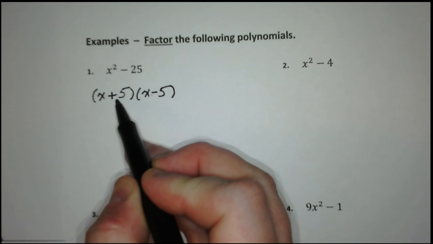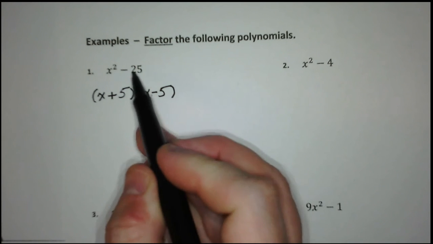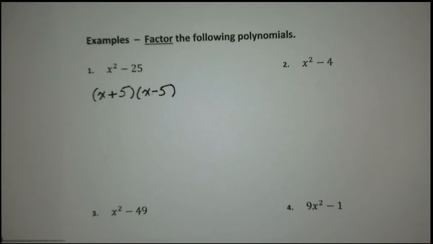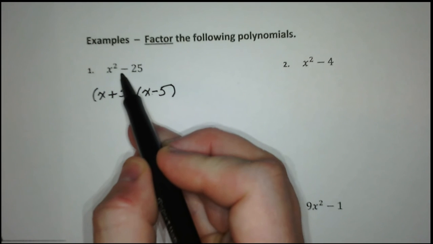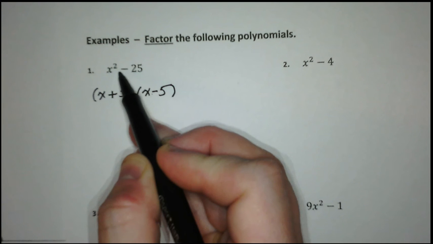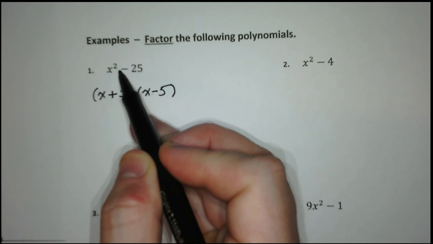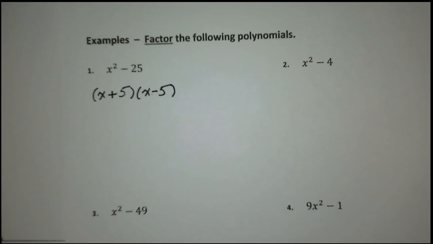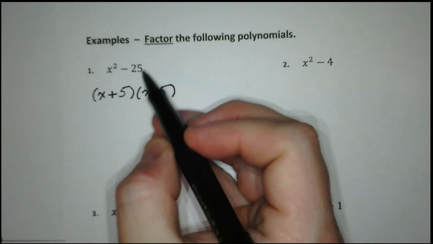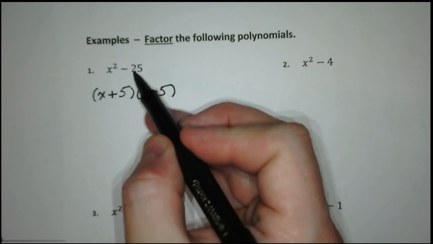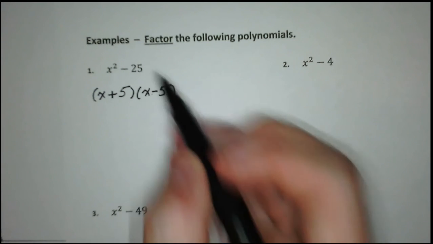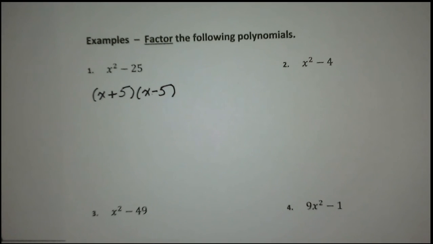Because overall, positive 5 times negative 5 is negative 25. Some people may choose to think of it as, well, there's technically a 0x in the middle. You can't see it, but there's a 0x. So if you want to go this way, knock yourself out. You can think of it as, what two numbers multiply to get negative 25, but also add up to 0? And of course, that's positive 5 and negative 5.